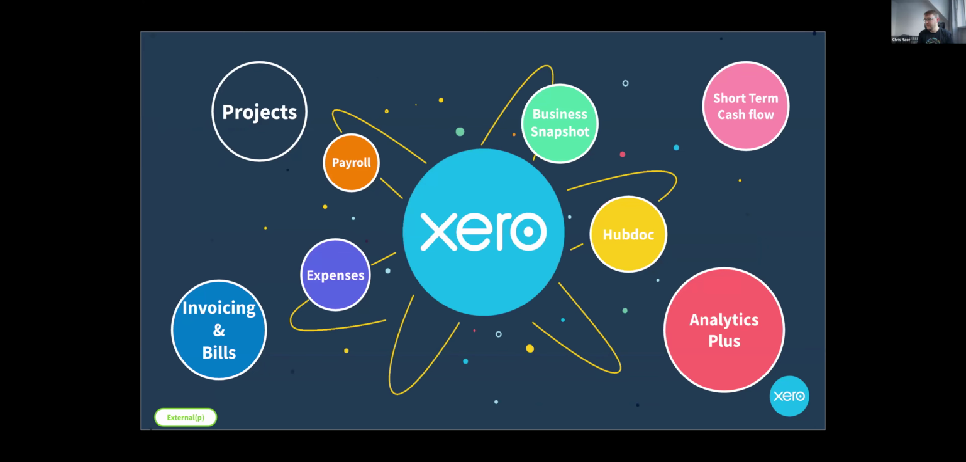And obviously this goes through into the Xero suite. So everything that Xero offers can include invoices and bills. If you're a project-based business, we can manage projects for you. Short-term cash flow and long-term cash flow analytics through the power of Sift. Business snapshots through Sift as well. Obviously Hubdoc, expenses, and payroll, and it all ties into that Xero blue organization. So you can manage all of these different elements of your business through that one blue platform.